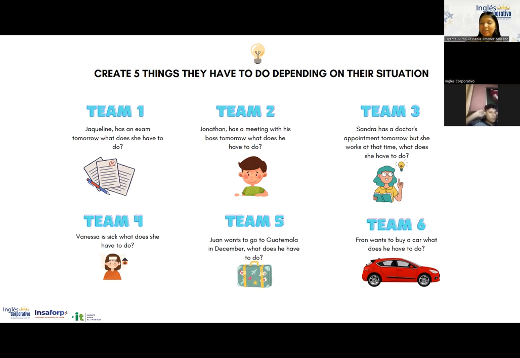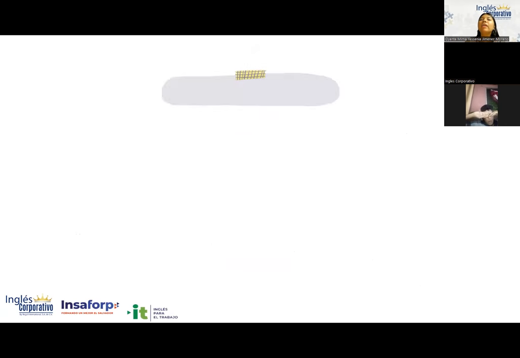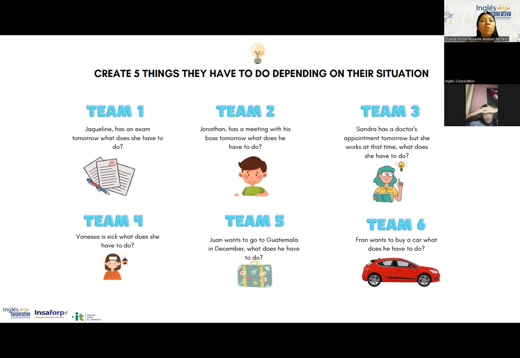Excellent. Very good. Okay. So now that you finished with this, Joel, what about you? Did you finish? Yes. Okay. So Joel, let us ask you, okay? So, Joel, tell us, what does Jonathan have to do? He has a meeting with his boss tomorrow. Jonathan has to... has to meeting with his... boss. With his boss tomorrow. Okay. So, Jonathan has to meet with his boss tomorrow. And Juan wants to go to Guatemala in December, Joel. What does he have to do?